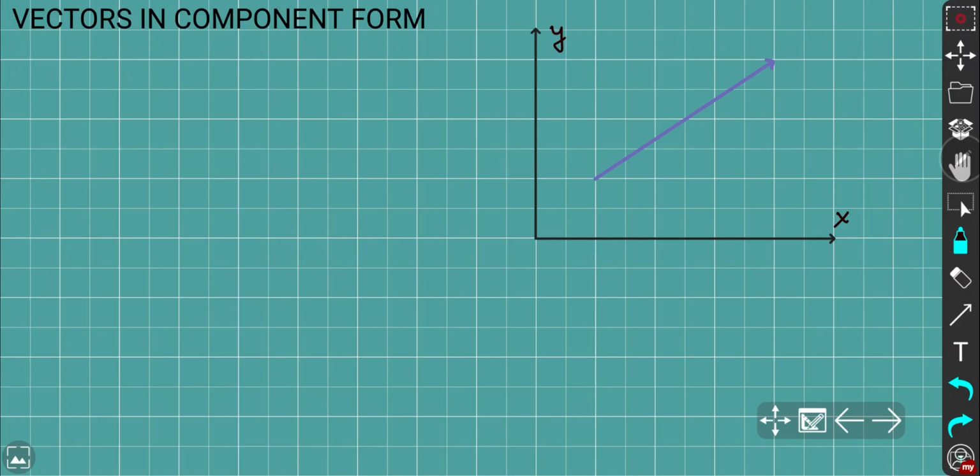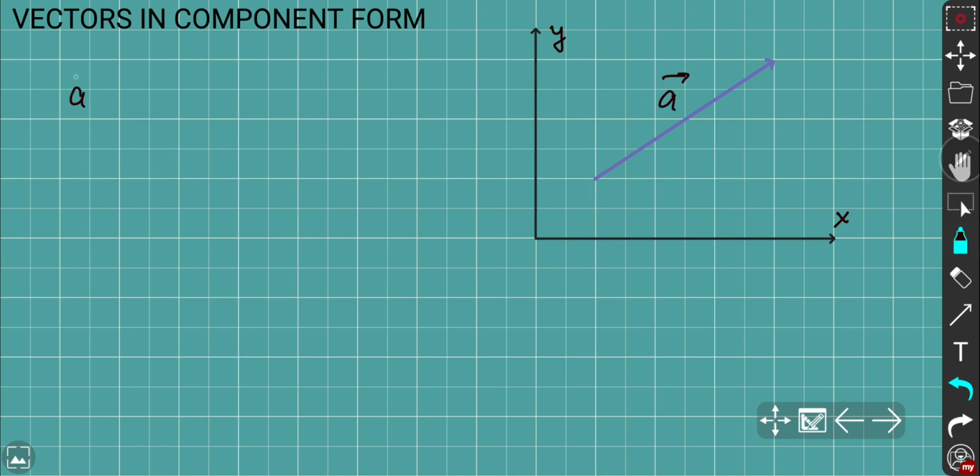Hey guys, we're coming back to vectors, and today I'm going to consider vectors in their component forms. What are the components of a vector? If the vector is put on a Cartesian plane, the xy set, so basically in 2D, it will have two components. One component is simply along the x direction, and another component is along the y direction. So that's the typical vector A.